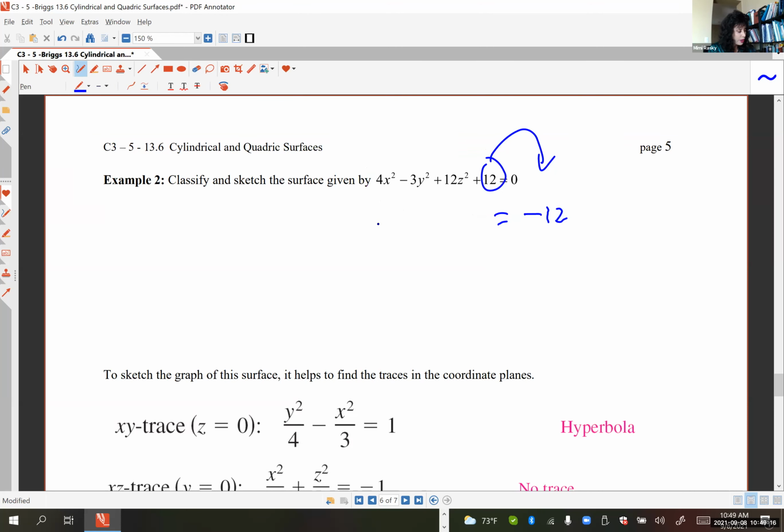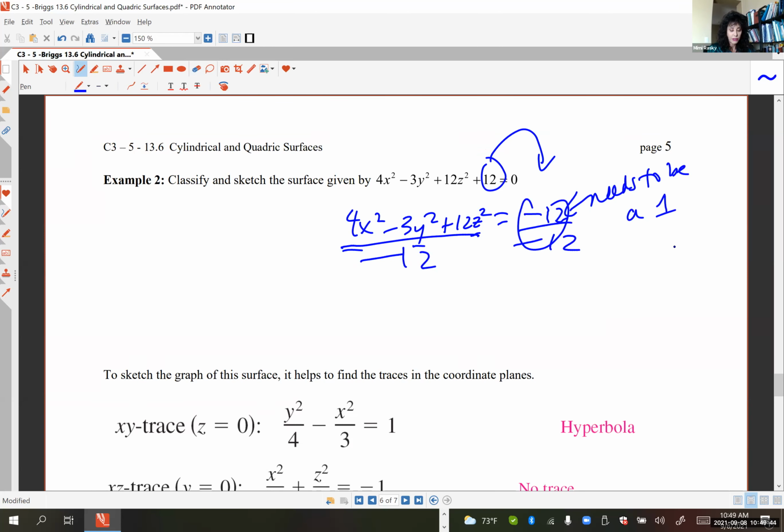And then, well, what do I have now? I've got all these terms on the left, which is kind of a big mess. And remember on the previous page, if we did have x squared, y squared, and z squared terms, then this on the right-hand side had to either be a 0 or a 1. Well, we can't turn it into a 0. So we're going to assume that we need this to be a 1 to match one of those standard equations. And so what am I going to do? I'm going to divide both sides of the equation by negative 12.